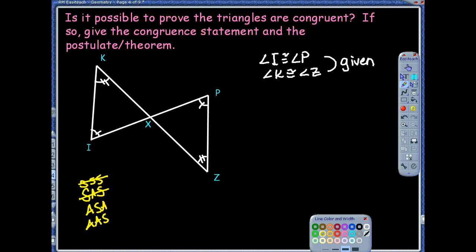It's just a matter of where it's located. What if you were looking at this one? Well, I'm noticing something here. If I want to talk about sides being congruent, I would either need to know that X is a midpoint of a segment, which they don't tell me, or I would have to talk about KI and PZ being congruent. Do we know that? Well, we don't know that.